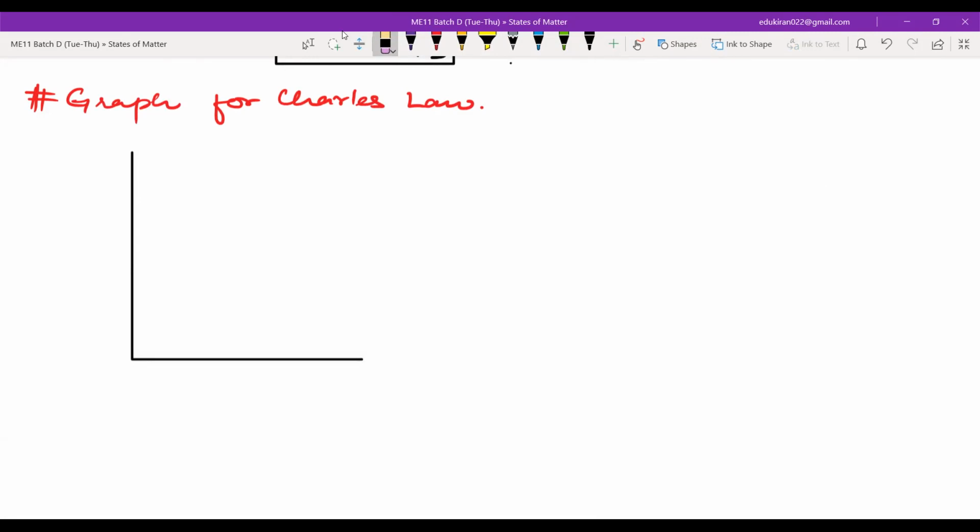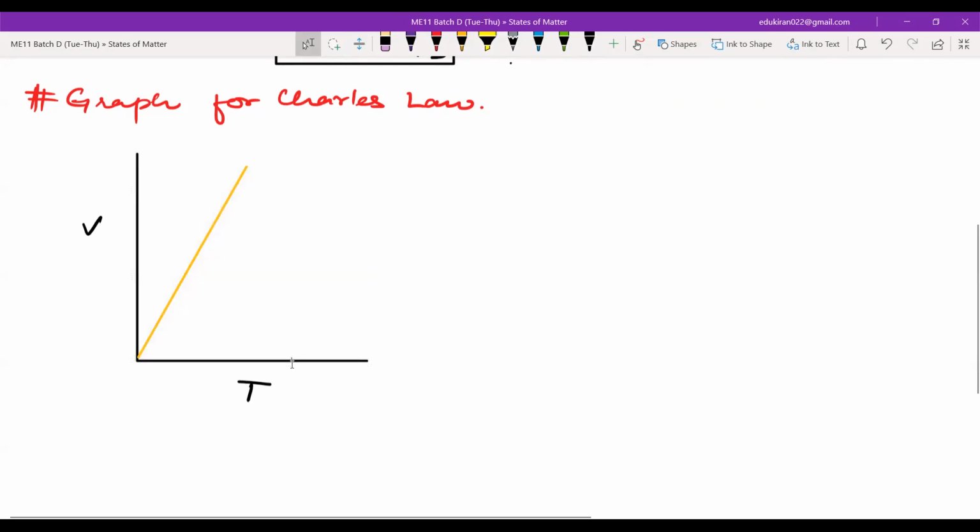So you will have what? You will have volume and temperature, right? Graphs for Charles law. That is volume versus temperature graph. Then let us suppose that this is one of the plots.